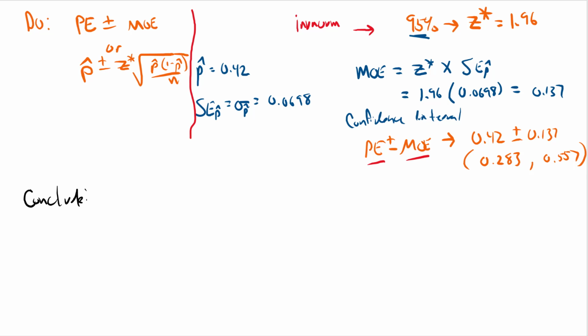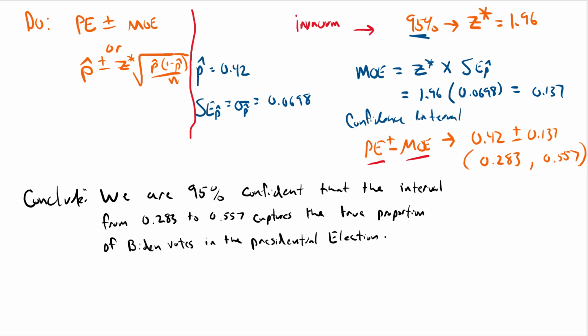Okay? So when you conclude this, all you're doing is stating what you've calculated. In this case, you would say, we are 95% confident that the interval from 0.283 to 0.557 captures the true proportion of Biden votes in the presidential election. Again, this is a statement that you kind of just got to put to memory. It's one thing we asked you to put to memory besides actually naming the procedures and the plan part. This statement, which you will get used to because you're going to write it a lot.